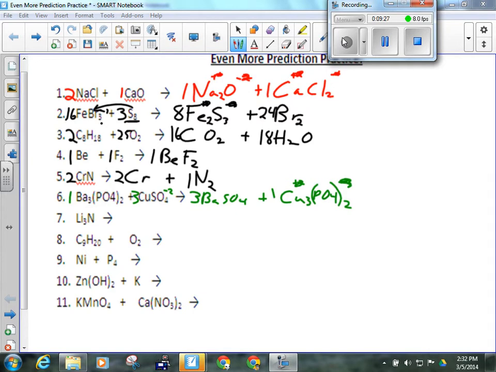Okay. That would probably be about as difficult as a double replacement reaction would get because of a multivalent metal and polyatomic ions. Okay, that's about as tough as they would get.